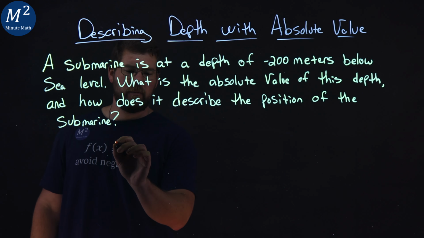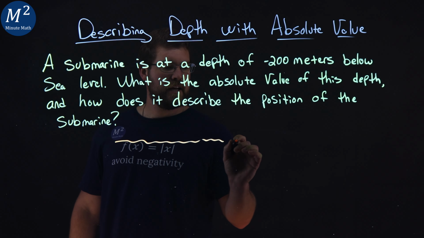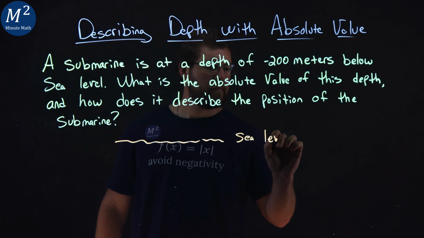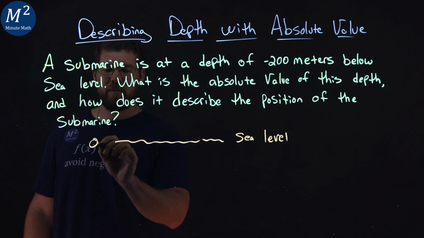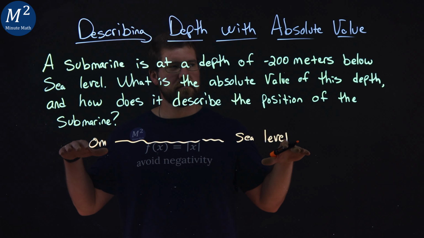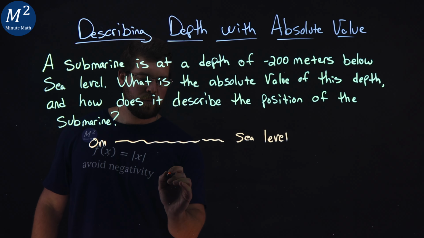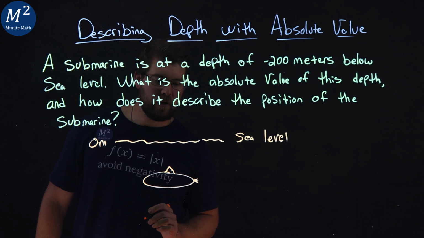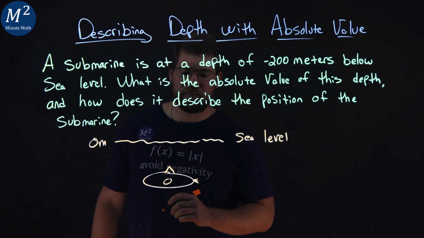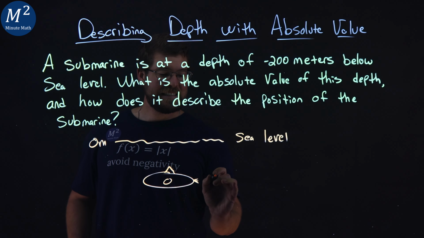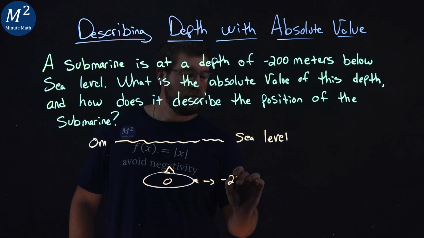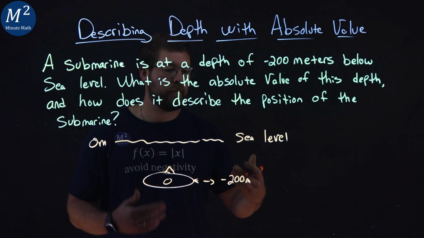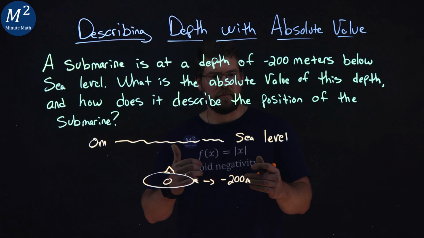So let's get a visual here. We have our sea level right here. That's going to be 0 meters, right? 0 meters, sea level. Our lovely submarine here. Don't judge my drawing of it here. There we go. That submarine here is at a negative 200 meters below sea level, right? We're going below sea level.